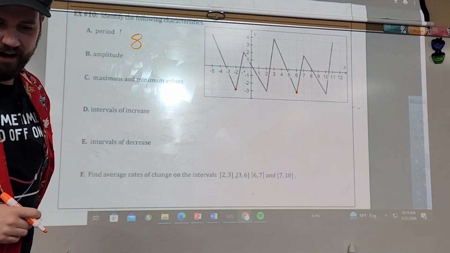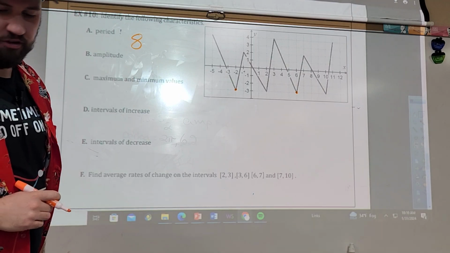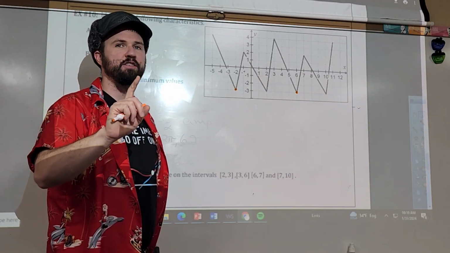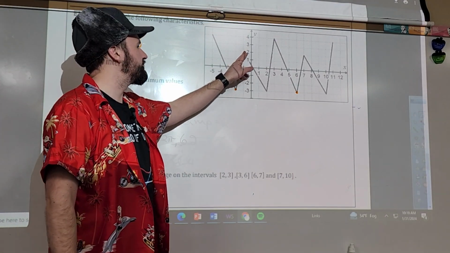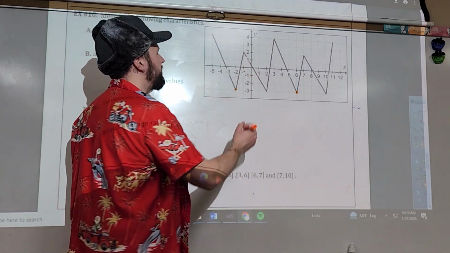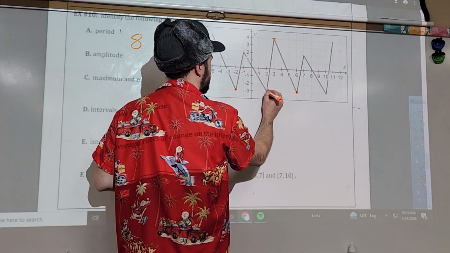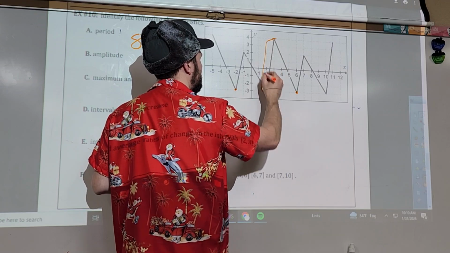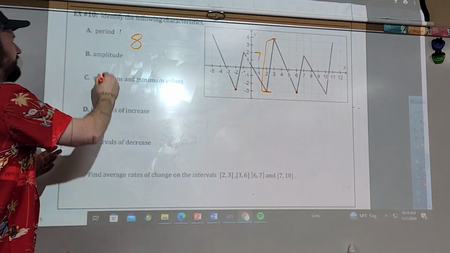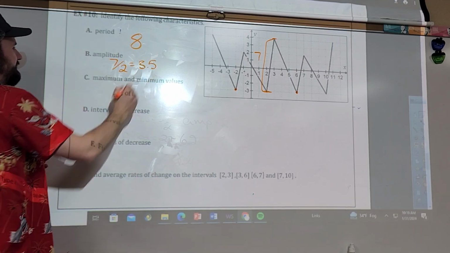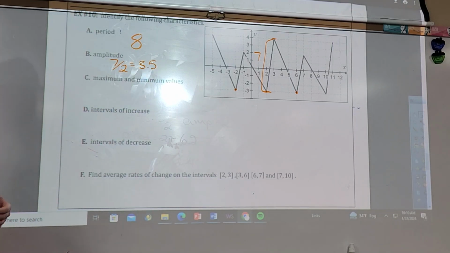All right. What's my amplitude of this beast? Hold on. Big question on this one. Am I going to do this one or this one? The biggest and the smallest. So what's this length right here? It's 7. And what's 7 divided by 2? Okay. It's too easy.